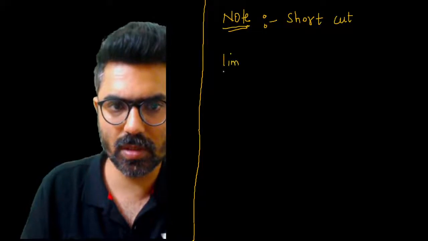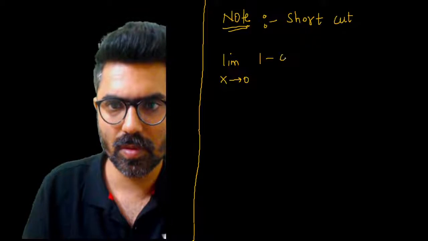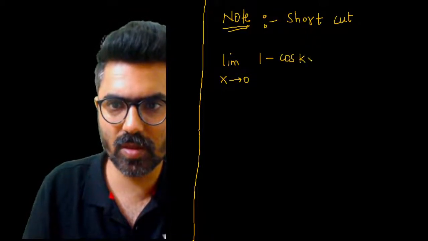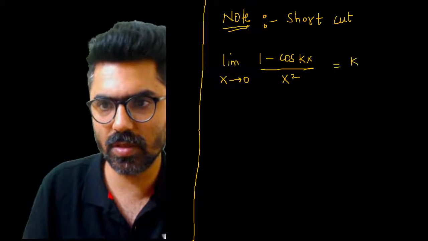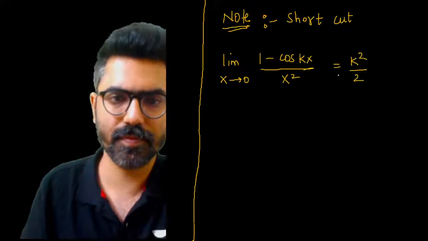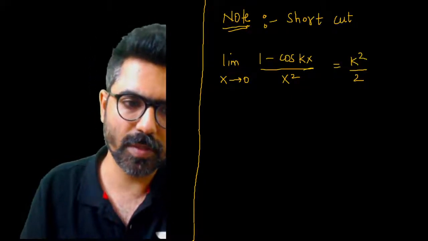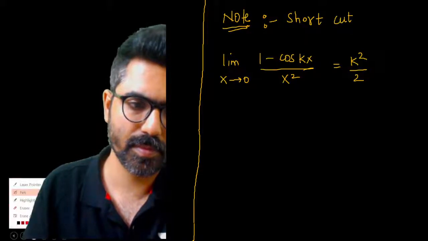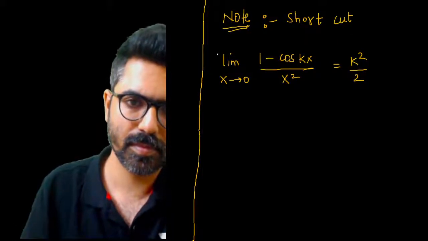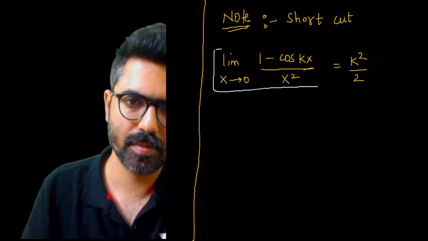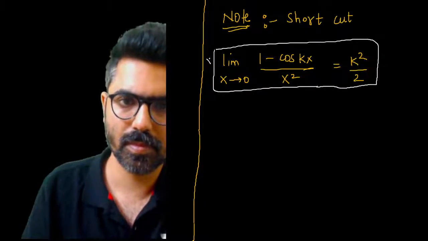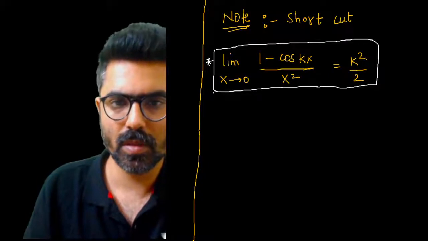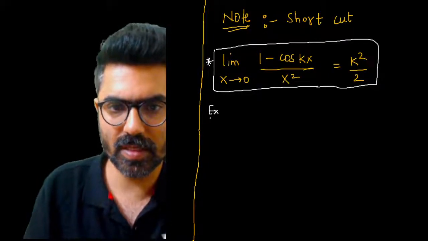So this is a shortcut. Limit x tends to 0, 1 minus cos kx upon x square. The answer for this is k square by 2. So try to remember this part. Now let's take an example like this.